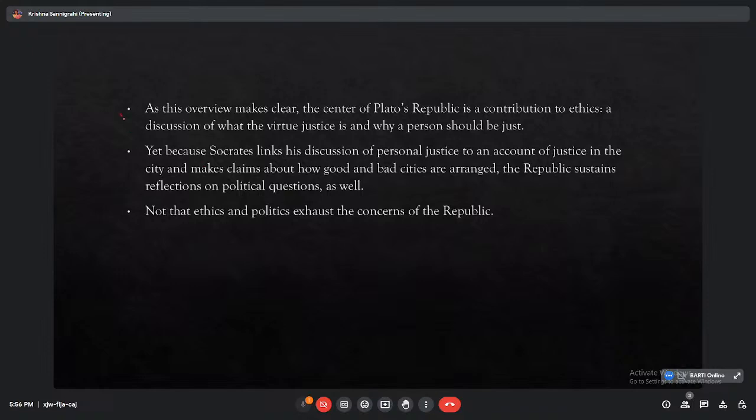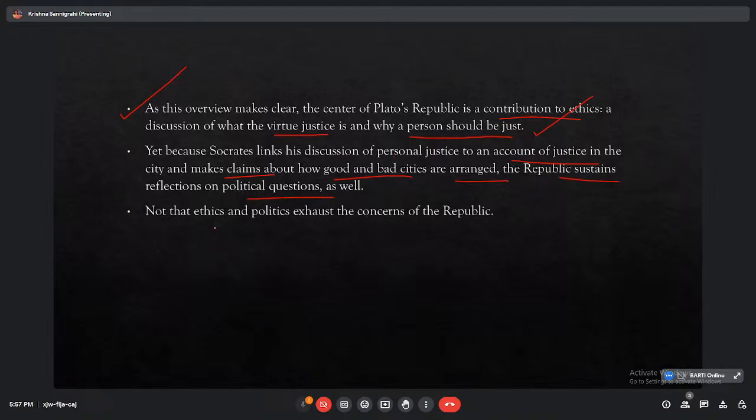As this overview makes clear, the center of Plato's Republic is a contribution to ethics, a discussion of what the virtue justice is and why a person should be just. Yet, because Socrates links his discussion of personal justice to an account of justice in the city and makes claims about how good and bad cities are arranged, the Republic sustains reflections on political questions as well.